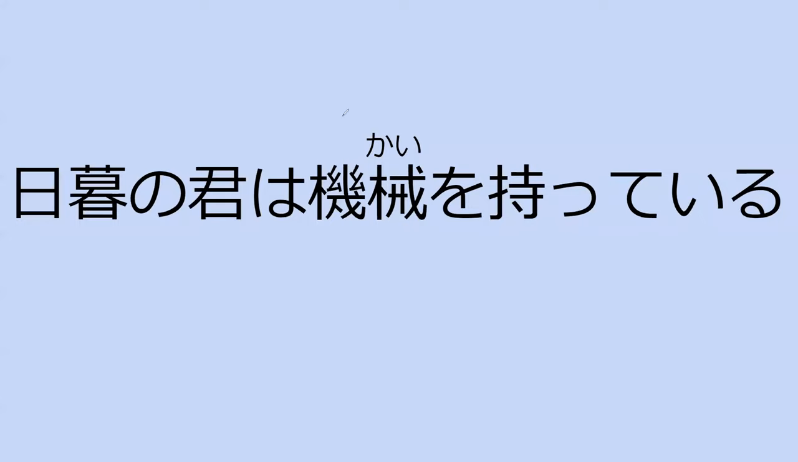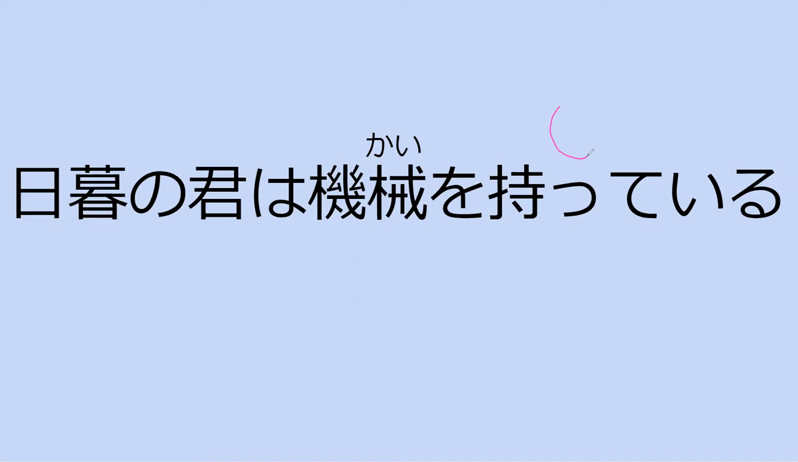Can you read this for me? Kikai. Kikai is machine. What did it start with? It ended with kai. Ki. Yep, kikai. Can you read this for me? Higure no kimi wa kikai o motte iru. The Lord of Twilight holds the machine.